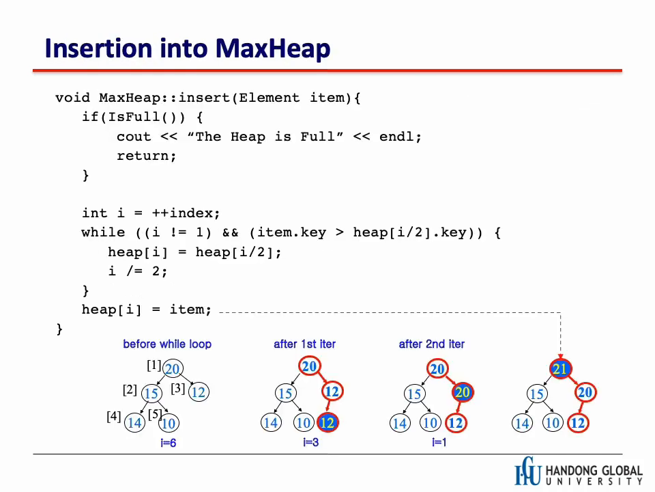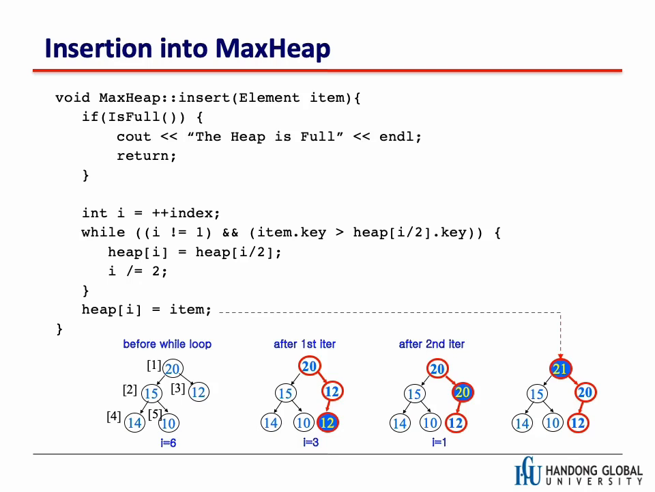Now let's implement the insert function. We get one item as a parameter. First we check if it is full. If it is full, then we print out an error message and we return. After this if statement, we have some space for a new node.